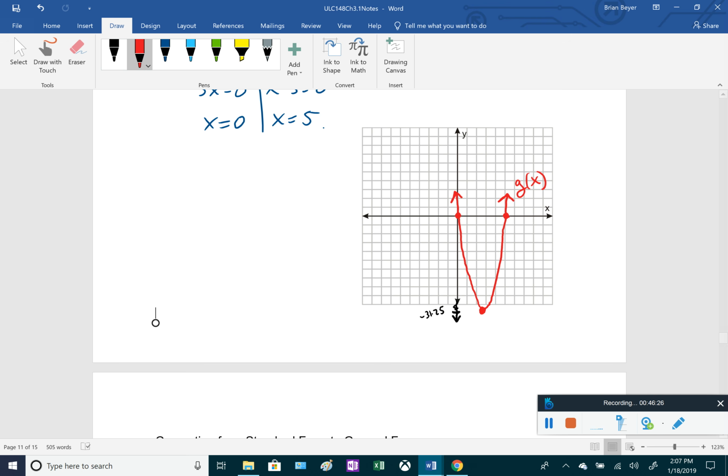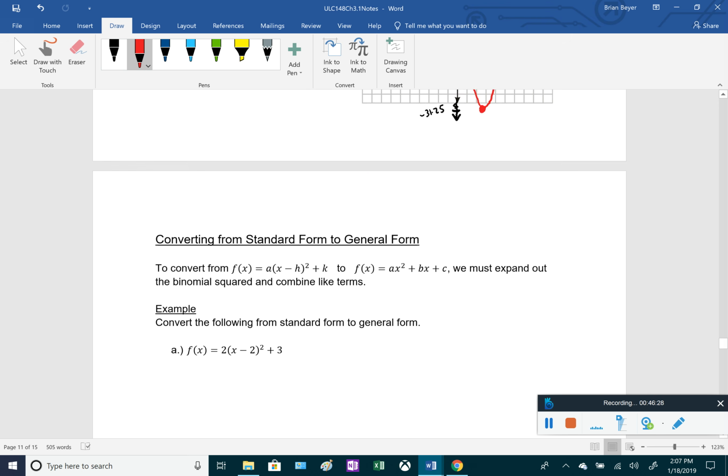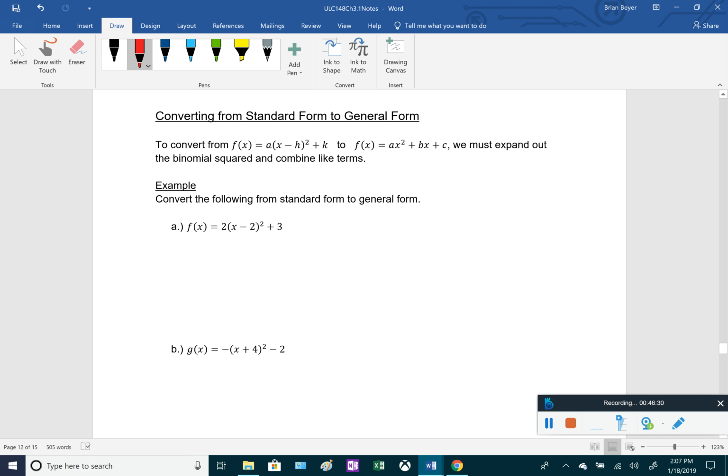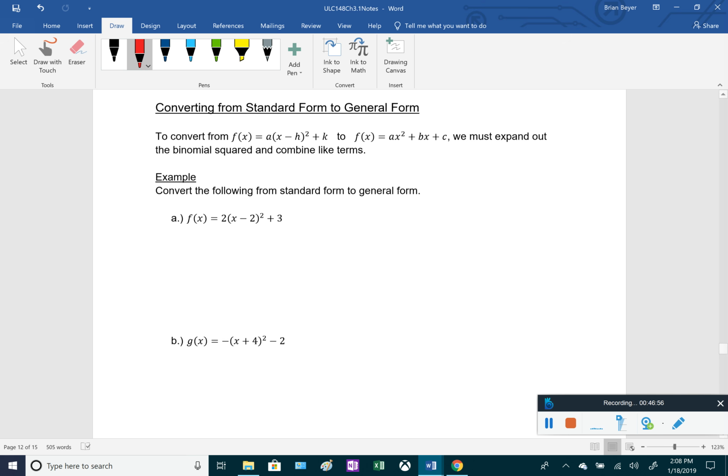Okay, so that is graphing the quadratics in standard form and general form. So for the last thing for this section, just going to convert between the two forms. So we'll start with standard form and then we'll convert it to general form right now. So converting from standard to general form is relatively simple. All we have to do is expand it out. So we have to essentially FOIL out the binomial squared term and then combine like terms. So let's see some examples.